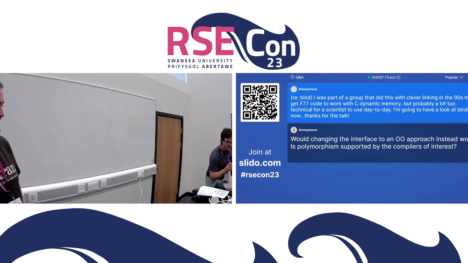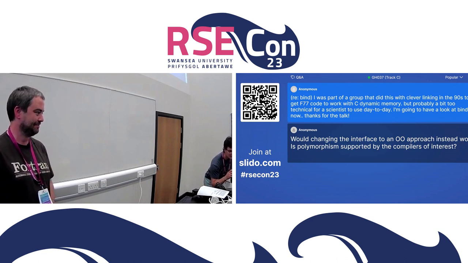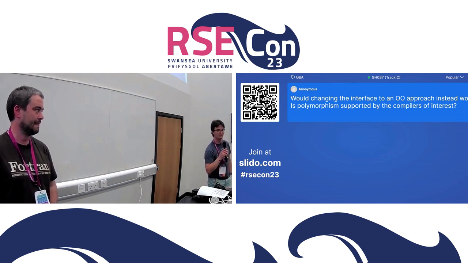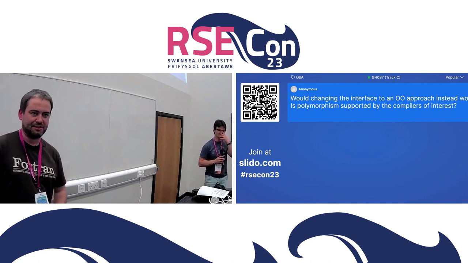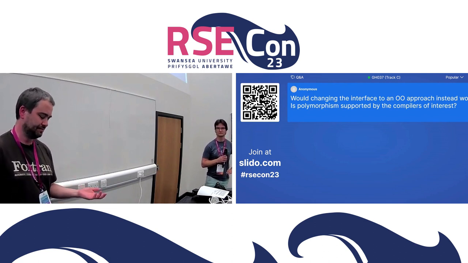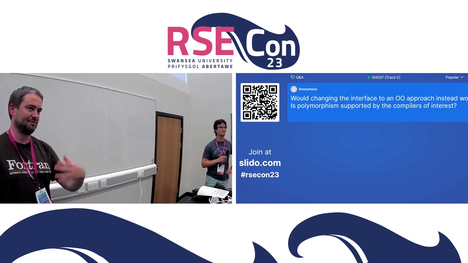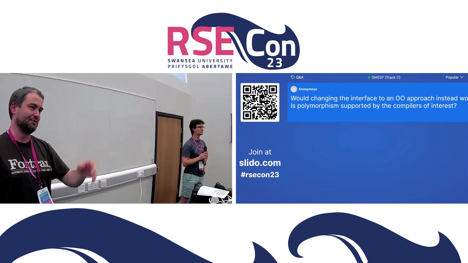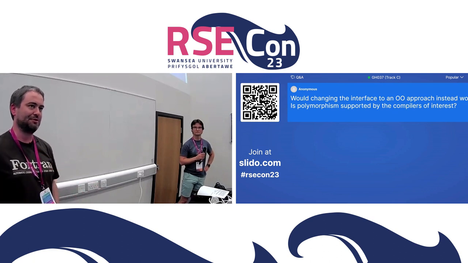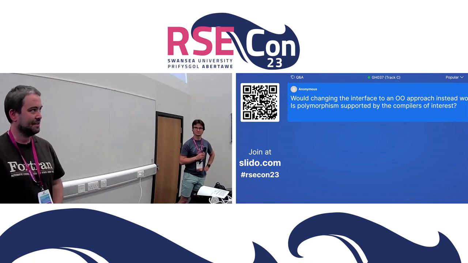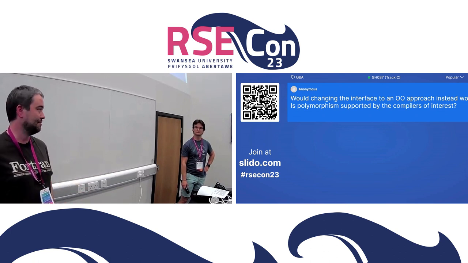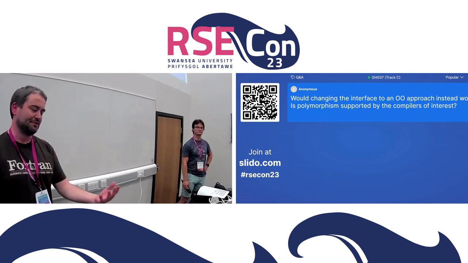I'm glad it's useful. And finally, I've got: would changing the interface to an object-oriented approach instead work? And is polymorphism supported by your compilers of interest? So the main reason for using the object-oriented approach, I think, would be not having to do the type checks within looping code. Essentially, we're doing polymorphism on the function calls rather than on method calls. So it's just which way around you prefer to put your subroutines. I think, though, if you went all the way down that path, you would then find the bind C trick quite difficult, because you would have to unravel the entire object and pass that along to NVIDIA or whatever compiler you're accelerating with.